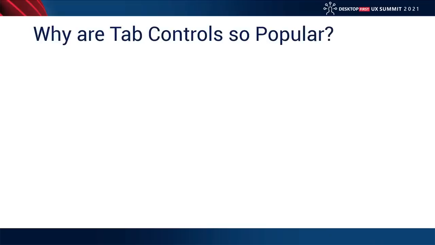So, why are tab controls so popular? Well, there's three main reasons. First, they're extremely visually expressive. They convey what they do and what their purpose and intent is very concretely. So almost instantaneously, a user can see it and have an understanding of how it should work.